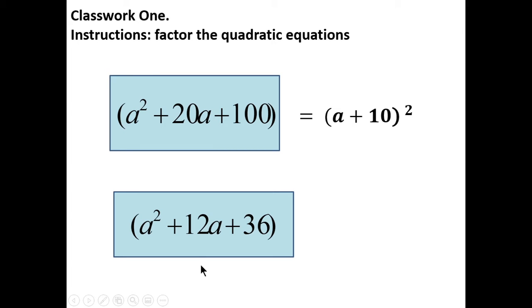Factor this one, pause the video, and then we'll compare our two equations. Okay, I got (x + 6)². And again, notice the number inside of our factor, the 6, and it's a positive 6. 6 squared is 36, and 2 times 6 is 12. It's always the case with perfect square quadratic equations. This is 2 times the number, and this is the number squared. All right, let's look at another example.